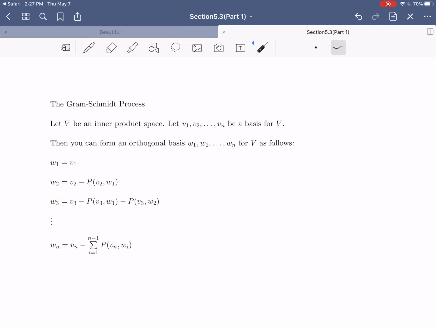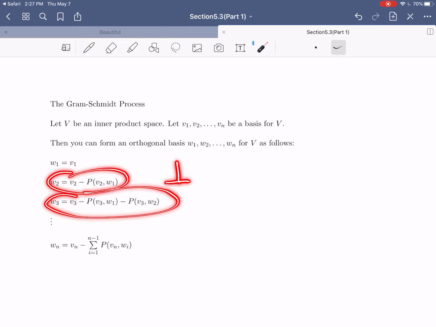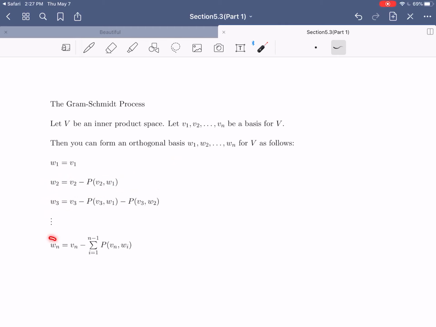For W3, you start with V3, the third thing in the original basis. Then you remove the projection along W1. That'll ensure that this is orthogonal with that. Then you also take V3 and subtract not only that, but also V3 projected along W2, which will ensure that this and this are orthogonal. You rinse and repeat until you get to Wn, which will be Vn, the last one in the original basis, minus all of the projections onto all of the previous W's. From our previous theorem, this is guaranteed to be orthogonal to every one of the previous ones, meaning this entire set is an orthogonal set.